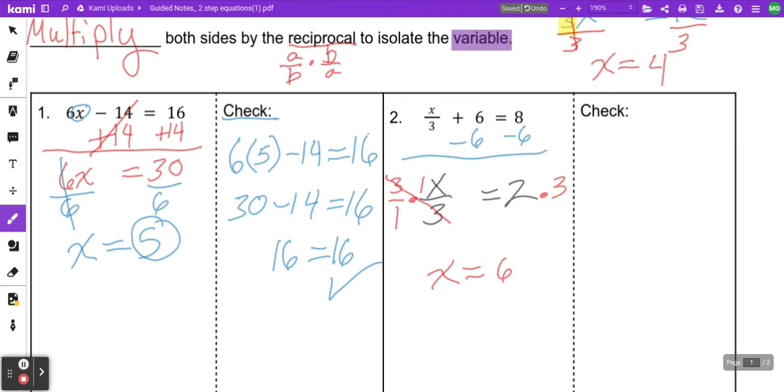Okay. Replace x with 6 in the original equation. Do not change the order to make your answer work. You will have to use the original form. And then do your order of operations. 6 divided by 3 is 2. And 2 plus 6 is 8. And 8 equals 8. So my answer does work.